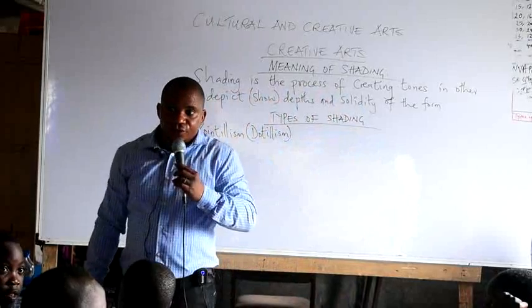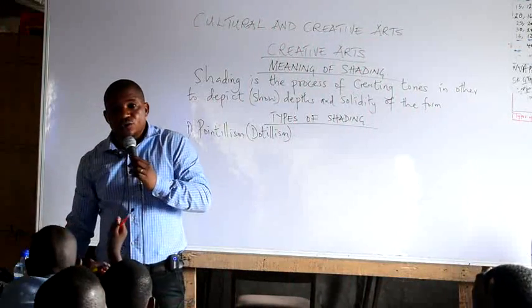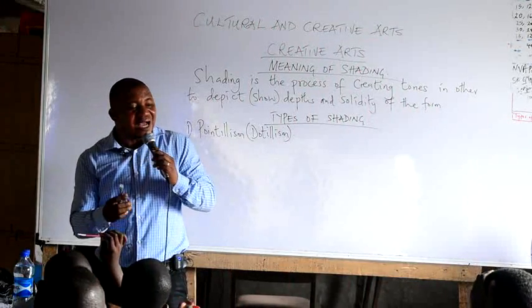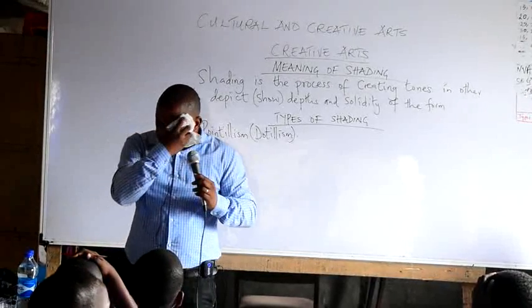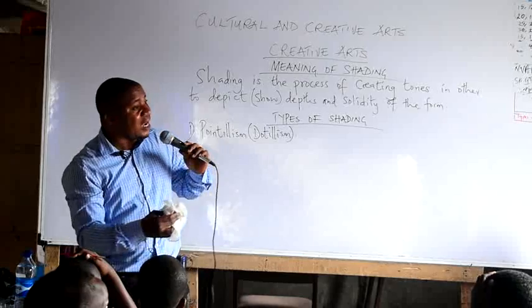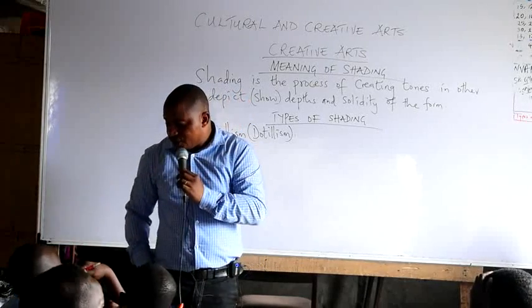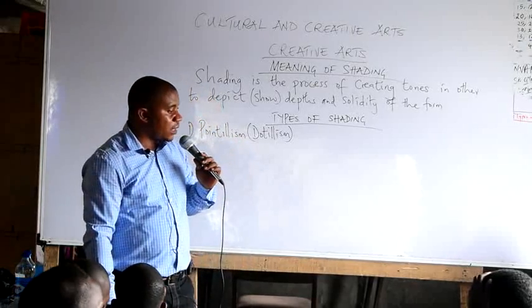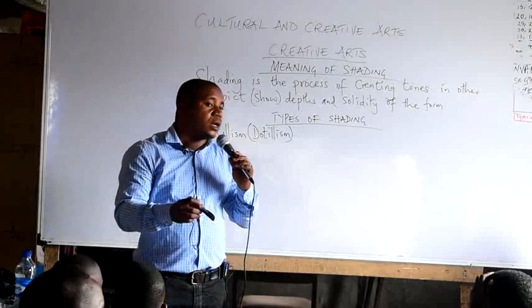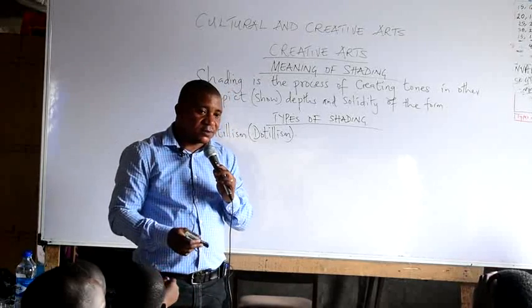In drawing, you must be able to create what is called your tones. You should be able to create what's called light and shade. Are we together? Yes, the area where light flashes on the object, when you want to shade, you make sure that you give it a light tone. That is when we come to types of tone. We'll be seeing all those ones.